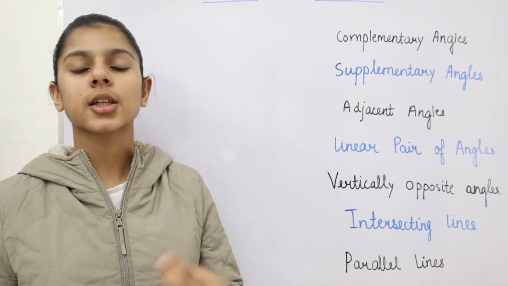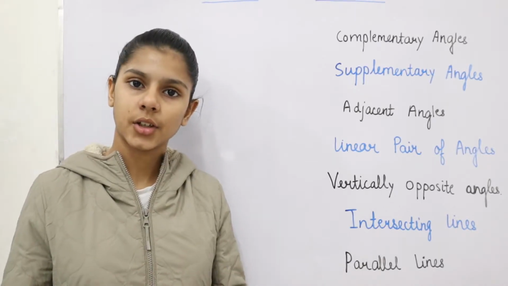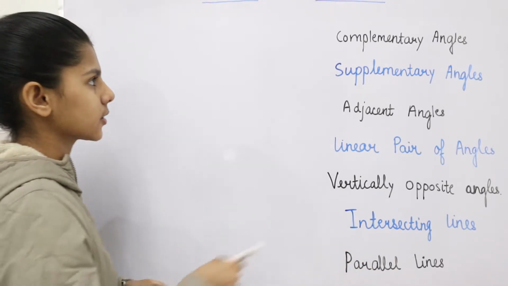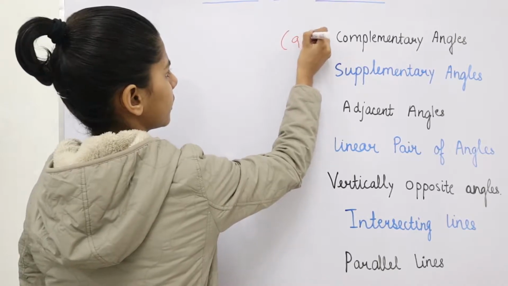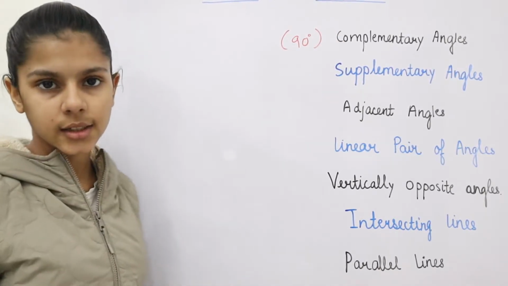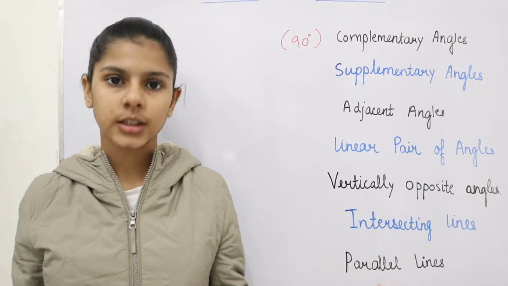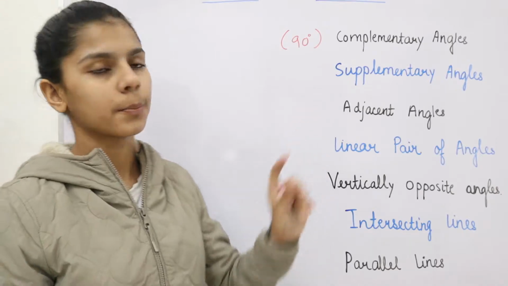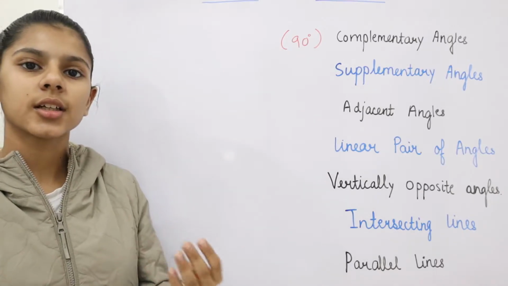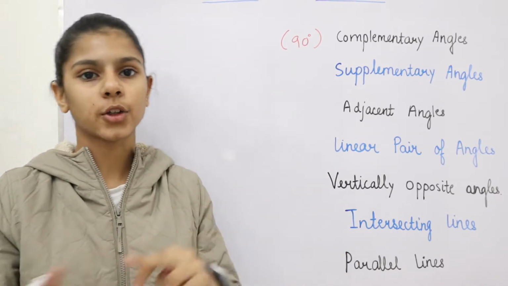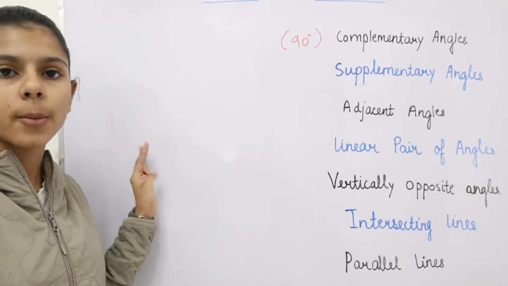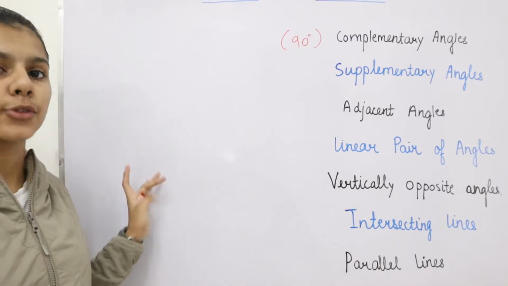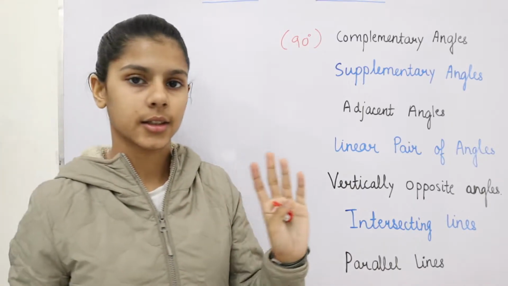So complementary angles are those angles whose sum is 90 degrees. Means if we add both the angles, then the sum will be 90 degrees. For example, 50 degrees and 40 degrees. The unit of angle is degree. So if one angle is 40 degrees and one angle is 50 degrees, if we add them, we are getting 90 degrees. So they are complementary angles. And to each other, we say they are the complement of each other. Like the complement of 40 degrees will be 50 degrees and the complement of 50 degrees will be 40 degrees as their sum is 90 degrees.